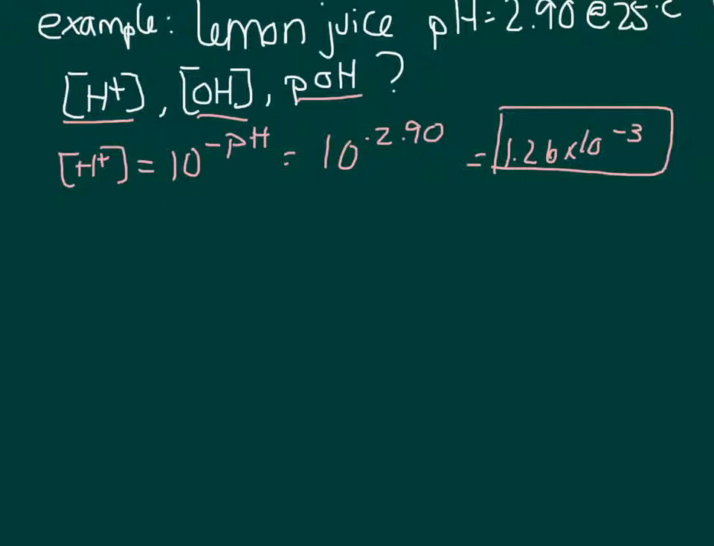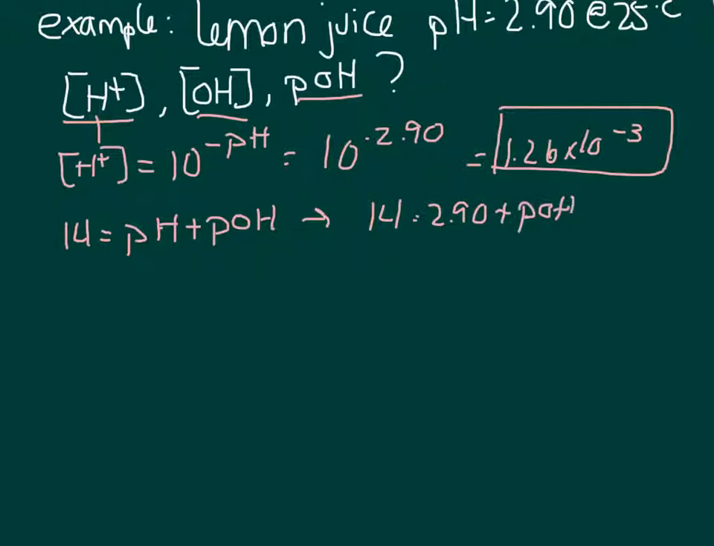So we have that. You could also calculate your pOH rather easily, as 14 equals pH plus pOH, since we're working at 25 degrees Celsius. We know our pH is 2.90, therefore we can solve for our pOH, which we calculate as 11.10. That does not need any units, as it's just a representative value.